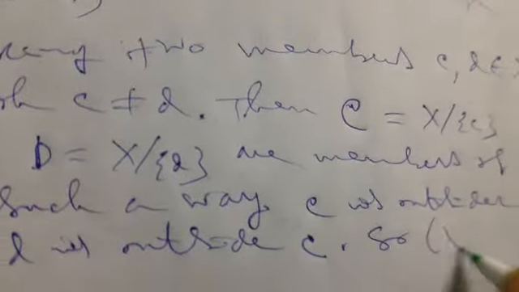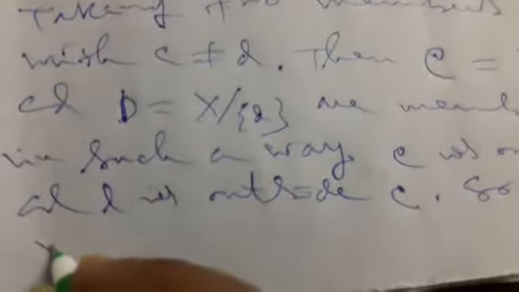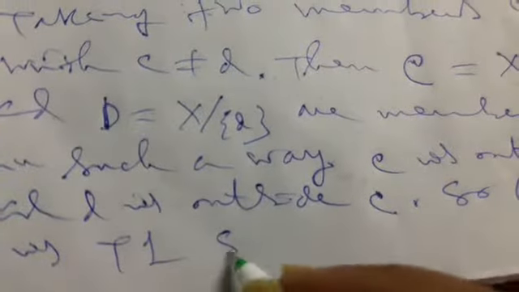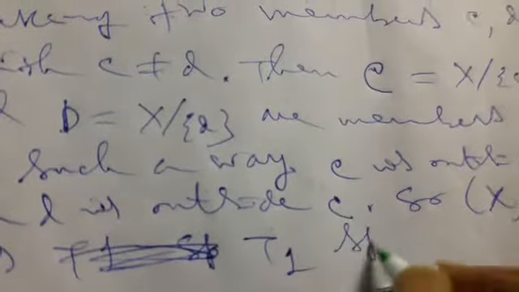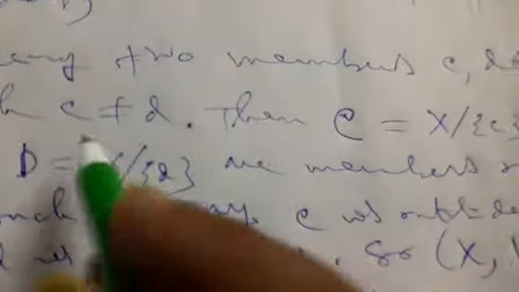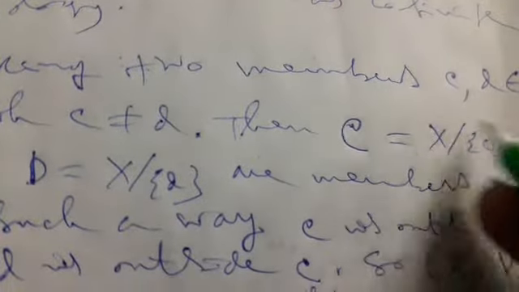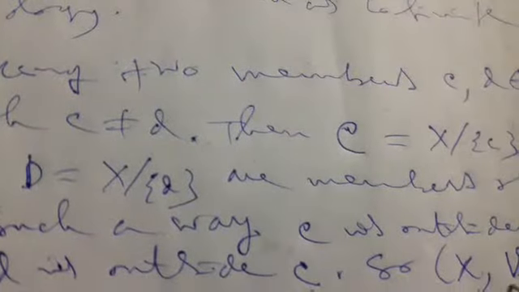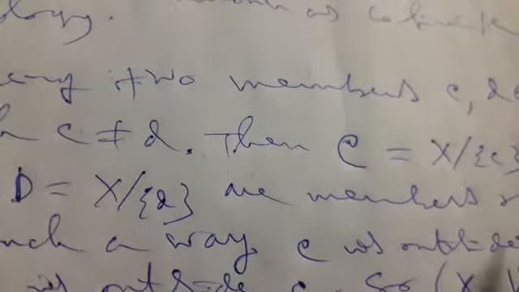So this (X, V) is a T1 space. It is a clear idea: open sets containing C and D without containing the other. So in this way we can get some idea about T1 spaces.